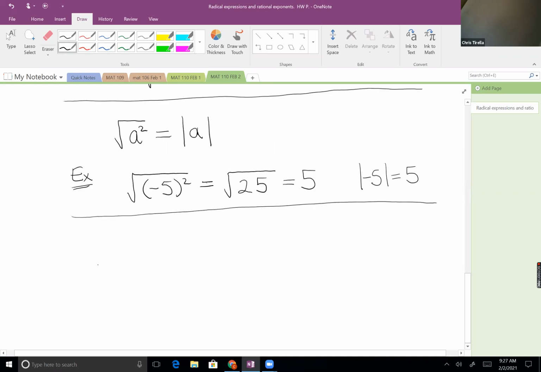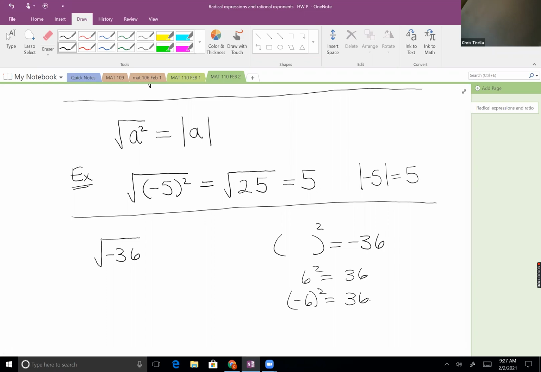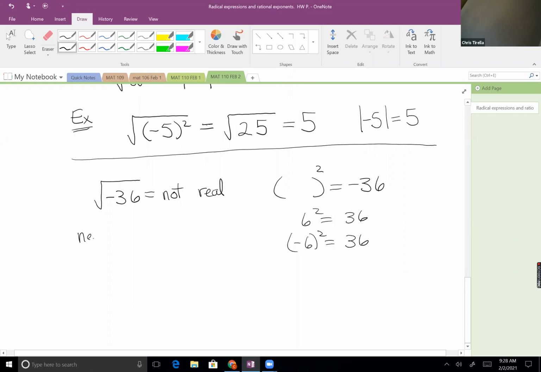Now, what if I ask, what's the square root of negative 36? Is there a number that I can square and get as an answer negative 36? Well, if I look at 6 squared, that's positive 36. If I look at negative 6 squared, that's also positive 36. And using our rules for signed numbers, when I multiply a sign by itself, the result is always positive. So that tells me that right now, this does not exist. Instead, we're going to say that it's not real. So negative numbers do not have a real square root.